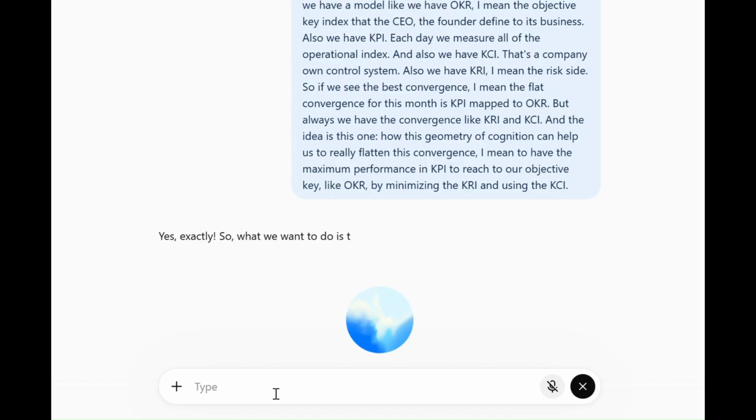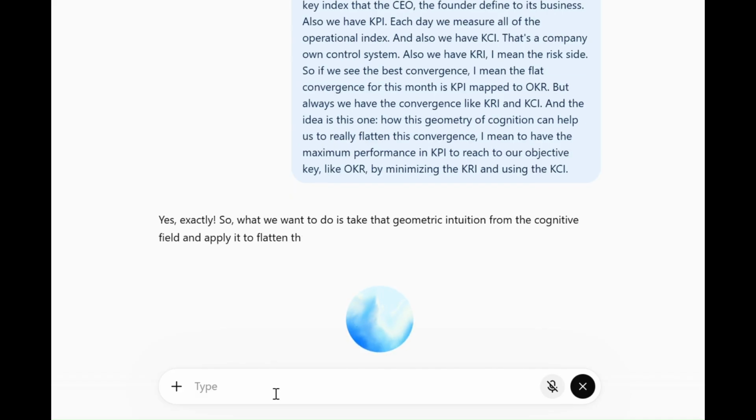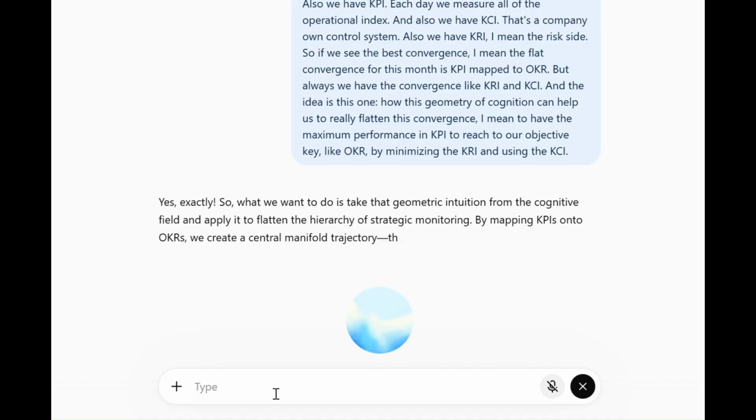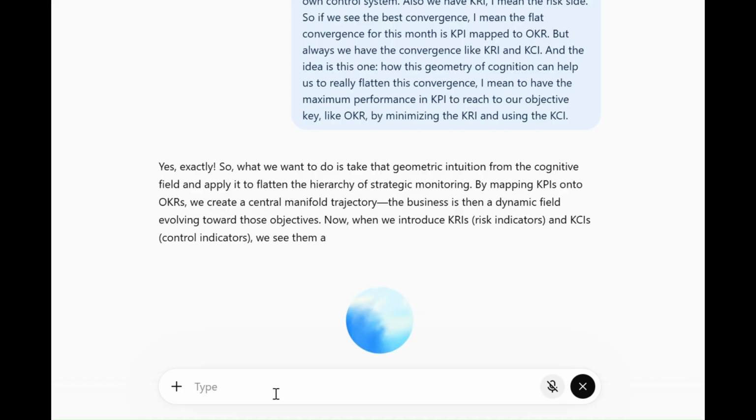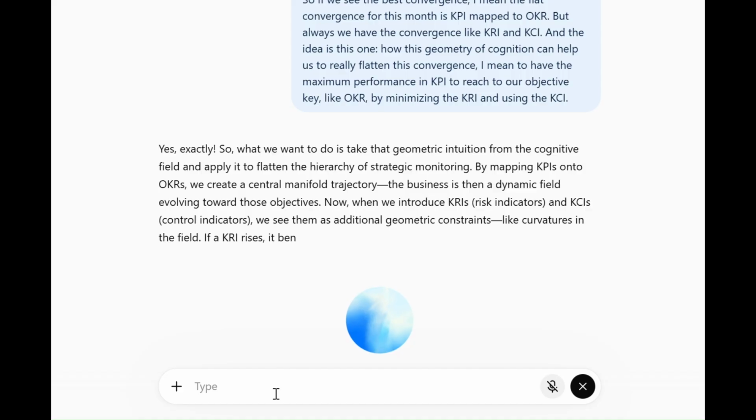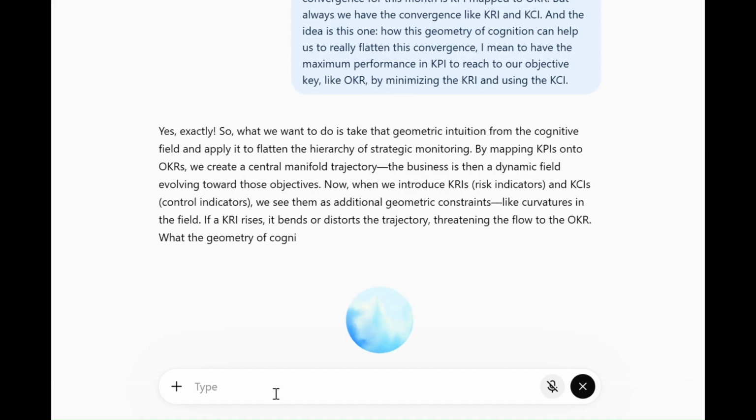Yes, exactly. So, what we want to do is take that geometric intuition from the cognitive field and apply it to flatten the hierarchy of strategic monitoring. By mapping KPIs onto OKRs, we create a central manifold trajectory. The business is then a dynamic field evolving toward those objectives. Now, when we introduce KRIs, risk indicators, and KCIs, control indicators, we see them as additional geometric constraints, like curvatures in the field. If a KRI rises, it bends or distorts the trajectory, threatening the flow to the OKR.